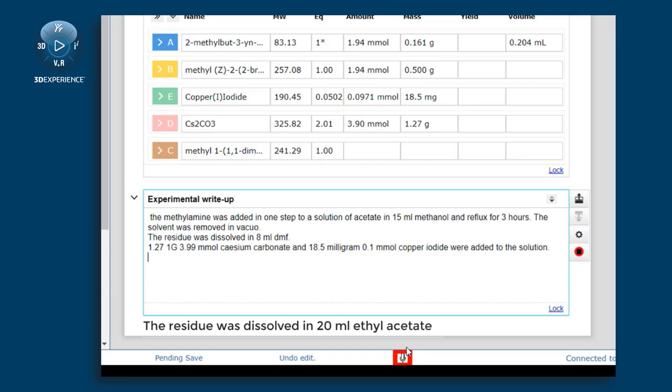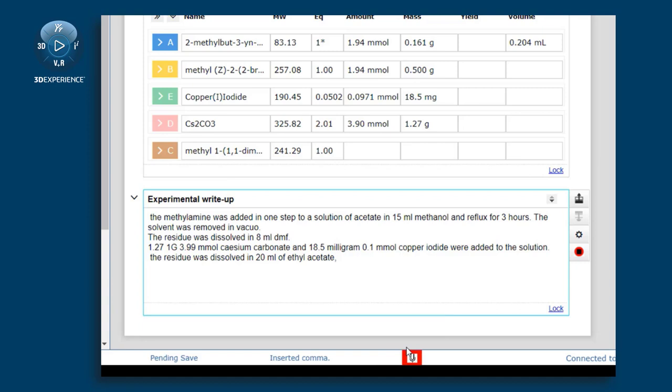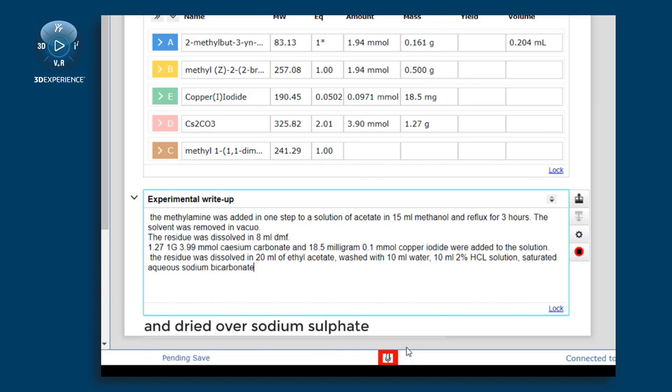The residue was dissolved in 20 mL ethyl acetate, washed with 10 mL water, 10 mL 2% HCl solution, saturated aqueous sodium bicarbonate, and dried over sodium sulfate.